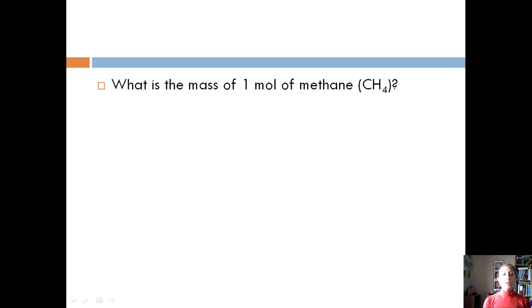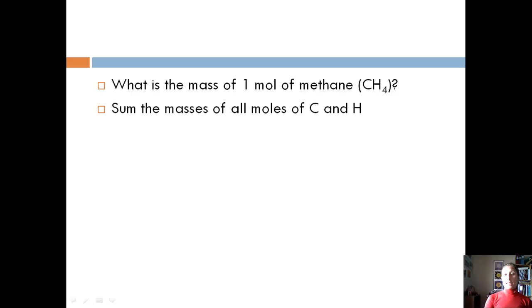Okay, so to find molar mass is similar to atomic mass, only we want to find the mass of a molecule. And so what we have to do is take all the masses of the elements and add them up. And so we sum the masses of all the moles of carbon and hydrogen. Since we said there was 1 mole of carbon and 4 moles of hydrogen, we can use those moles and the atomic masses from the periodic table, because those are in grams per mole, to get grams.